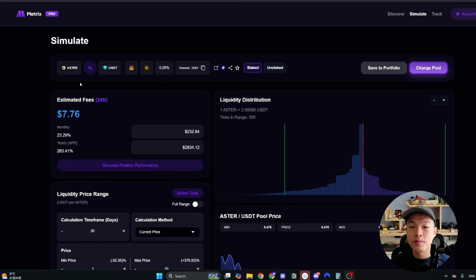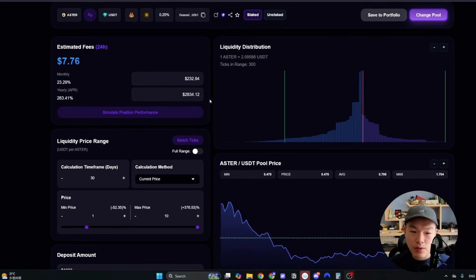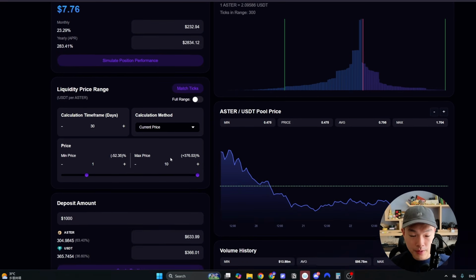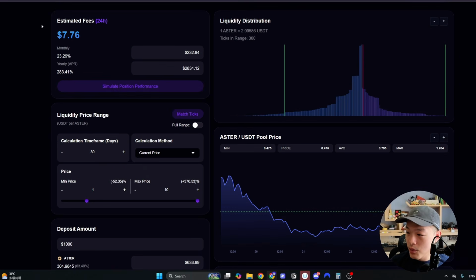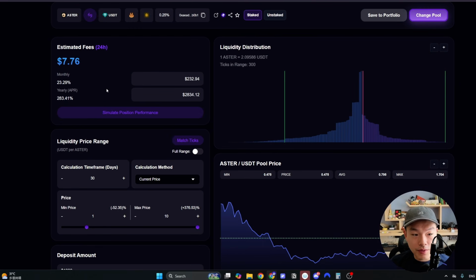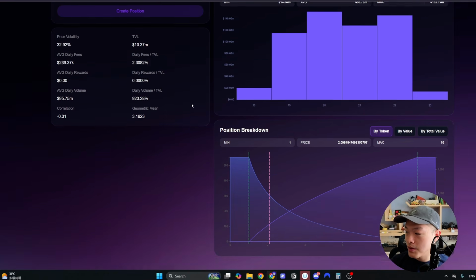Or you could use different platforms like Revert Finance, Crystal. I'm going to use Metrics Finance for this video just to make everything simple, and it works pretty well in this scenario. So what I can see is that with a pretty wide range here, like the minimum range at 1 and then the max price at 10, I would still be generating roughly 280% APR, right? So quite a high APR here.